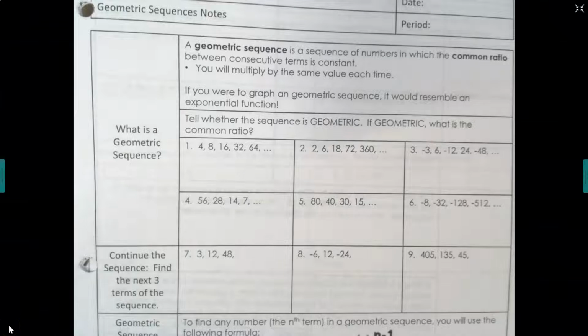Welcome to this video on geometric sequences. By the end of this video, you should be able to define a geometric sequence, determine if a sequence is geometric, find a common ratio and the next three terms of a geometric sequence, write the explicit formula for a geometric sequence, and use the explicit formula to find a term in a geometric sequence.